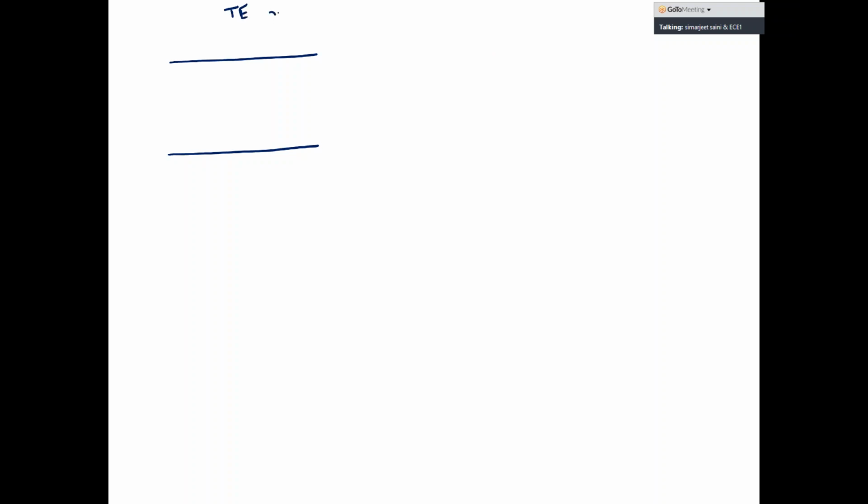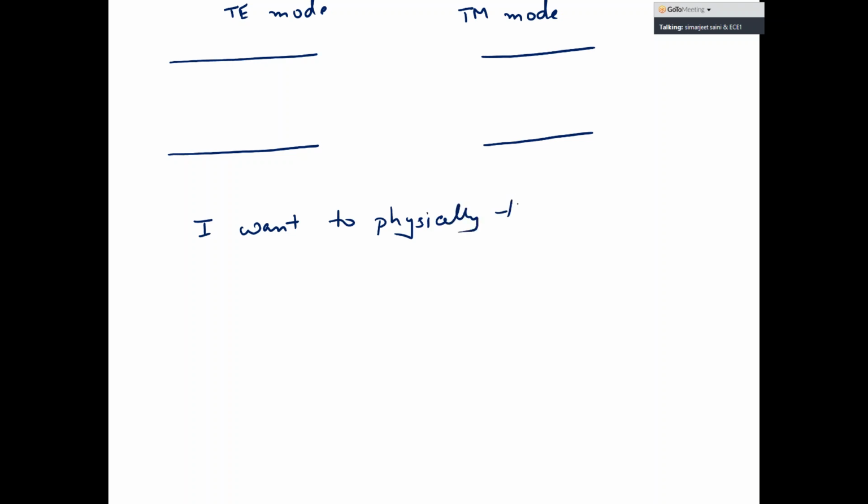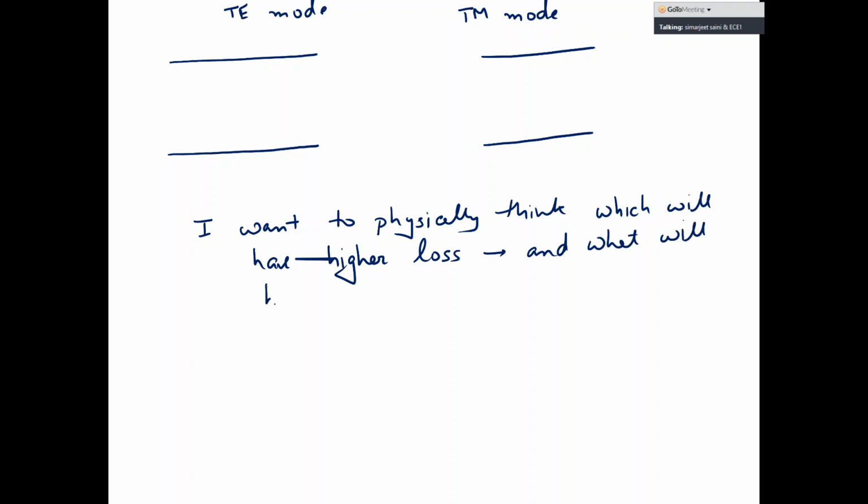So we have a TE mode and we have a TM mode. I want to physically think which will have higher loss, and what will happen to the loss as frequency increases. Obviously, the loss below the cutoff frequency is going to be infinite. There's no propagation going through. So I'm only interested in thinking about it after the cutoff frequency.